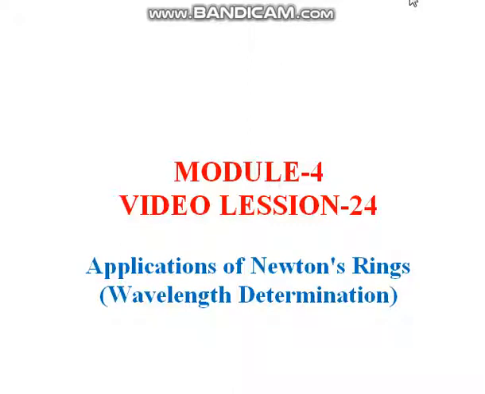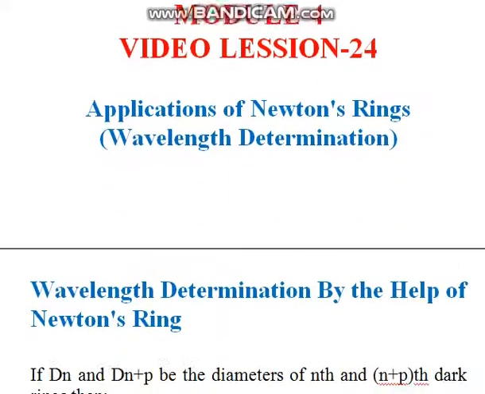Hello everyone. So this is video lesson 24, and in this video lesson we are going to discuss one of the most important applications of inclined film interference, with the special case of Newton's rings. That application is the wavelength determination of any monochromatic light source. By the help of the Newton ring arrangement, we can determine the wavelength of a light source having a single wavelength.